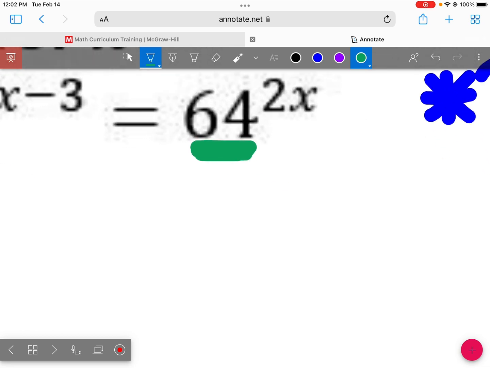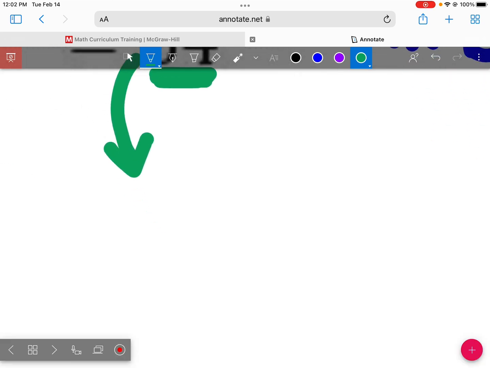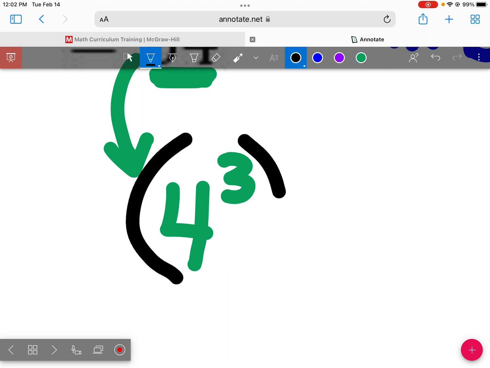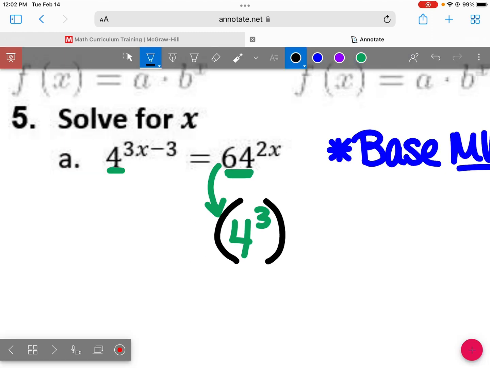64. 64 is the same as what? 4 to the 16th power. No. 4 to the third power. Yep. It's 4 times 16, which would be 4 times 4 times 4. So this is 4 to the third power. So that's just rewriting the 64.